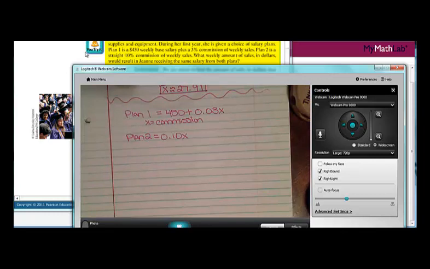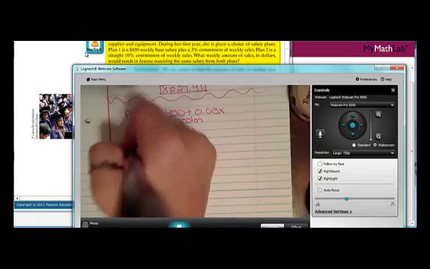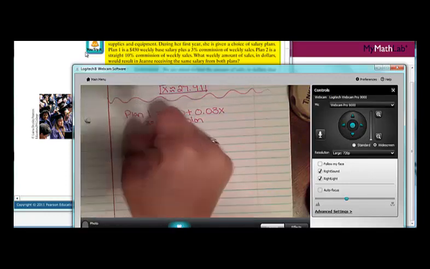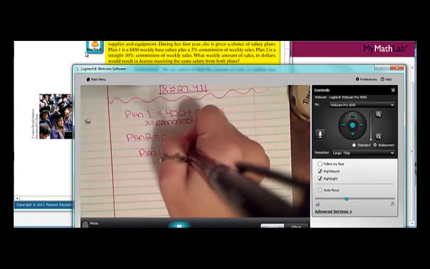So what weekly amount of sales would result in Jeannie receiving the same salary from both plans? Again, notice that word same. That is very important because just like from a problem a few ago, we said same means we're going to set them equal to each other. So that means we need to set plan 1 equal to plan 2 in order to determine how much she needs to sell to make the same amount from either plan.